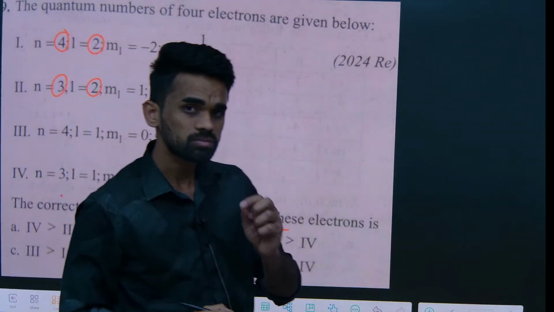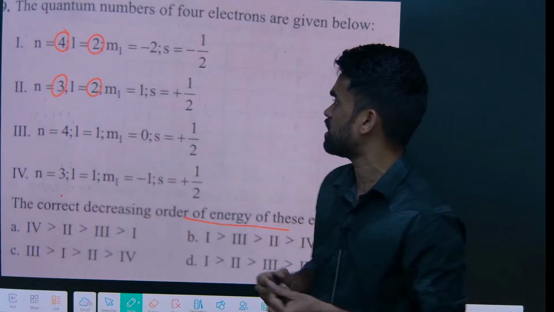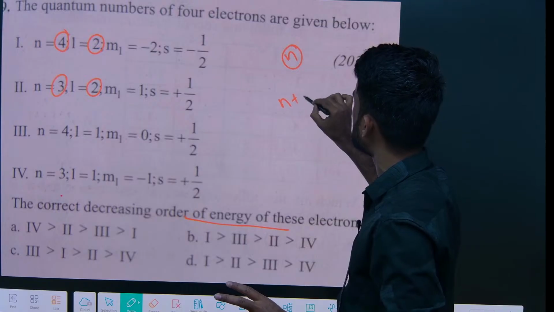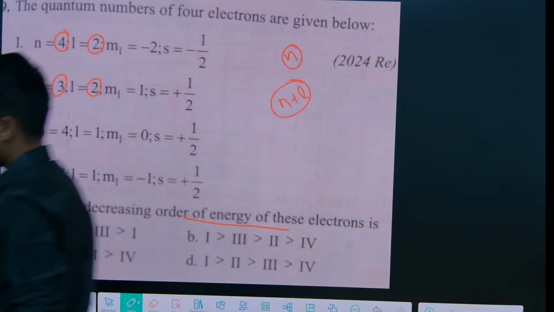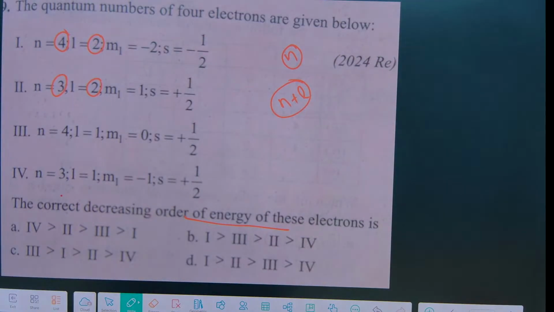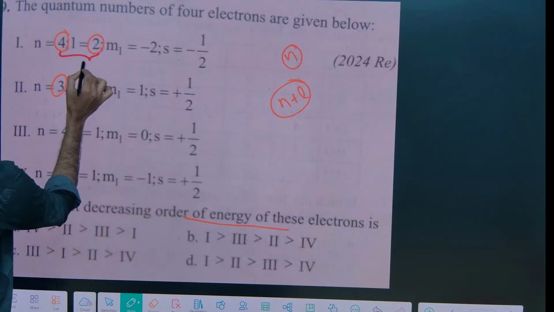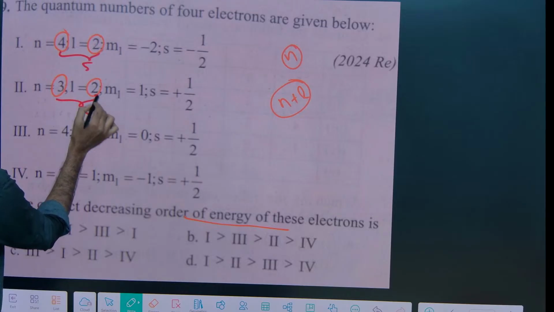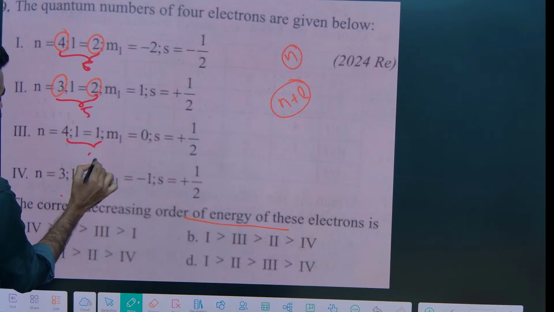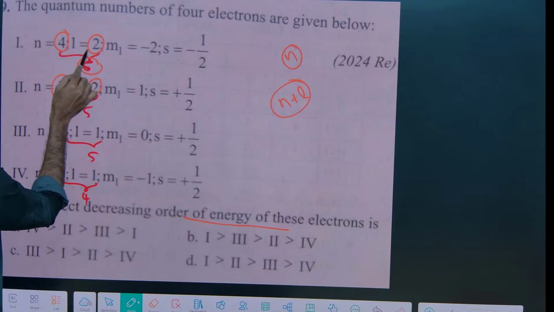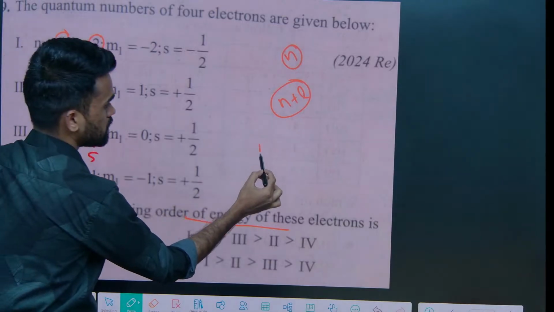Whenever a single electron system is given, you need to check only the n value, but if multi electron systems are there, you need to consider the n plus l value. Based on this, tell me what answer you will get. Just add them. Here you got 5, here also 5, here 6, and here 4. So where do we have the bigger number? Here it is 6. The n plus l value is highest for this one, so it is the highest energy.